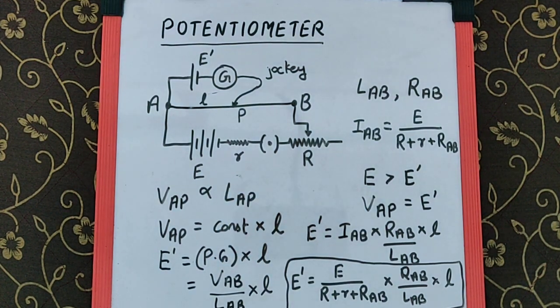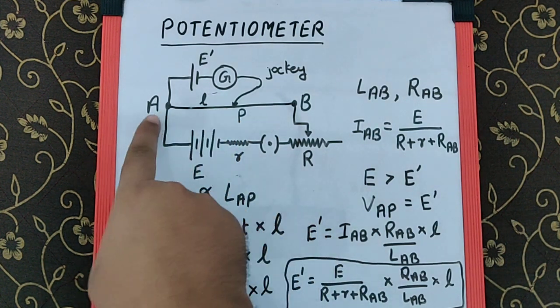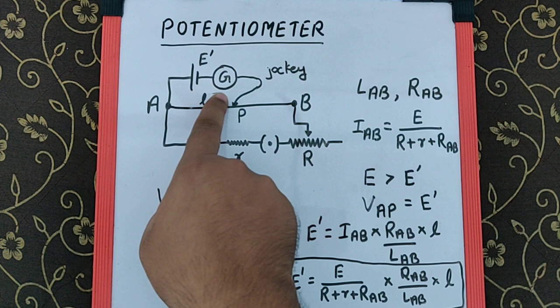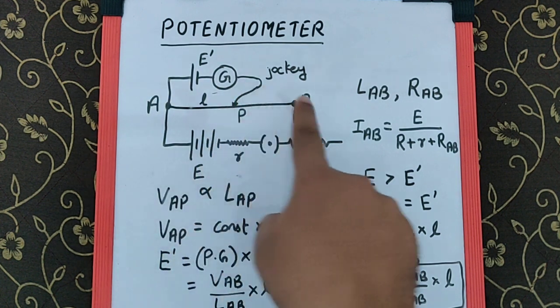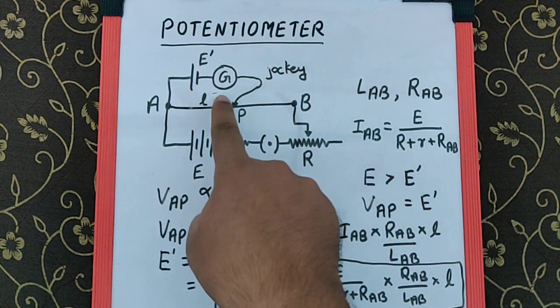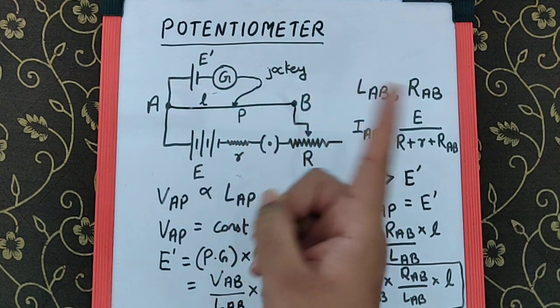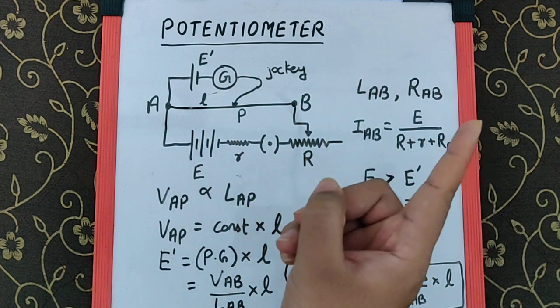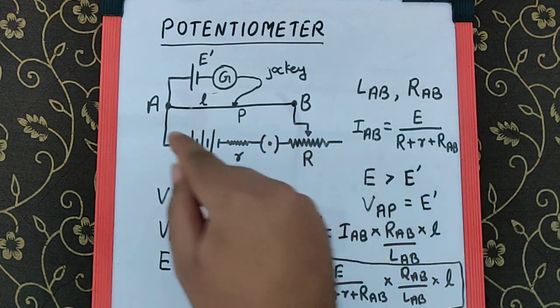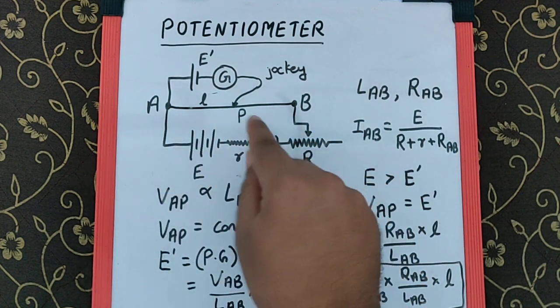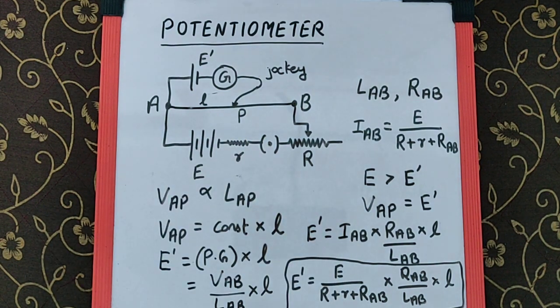Third point, to check whether you will get a null point or a point of balance in the potentiometer is very simple. First tap the jockey at point A and see the deflection in the galvanometer. Then tap the jockey at point B and see the deflection in the galvanometer, and you will find that the deflection is on either side of the zero for point A and for point B, which means there is a point between A and B which will give you a zero deflection.